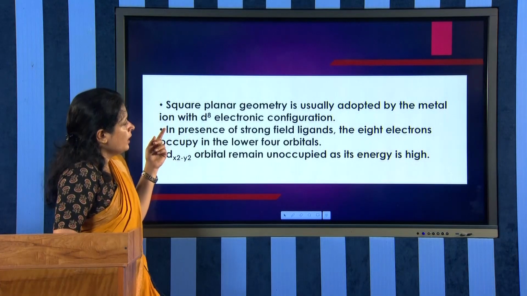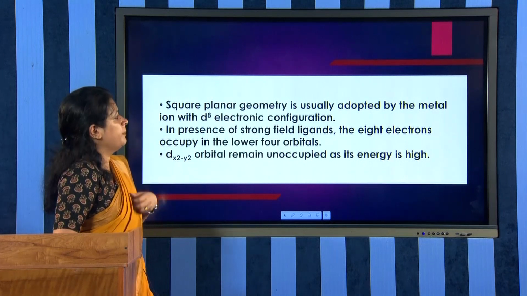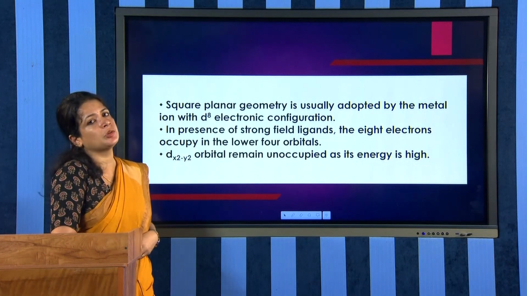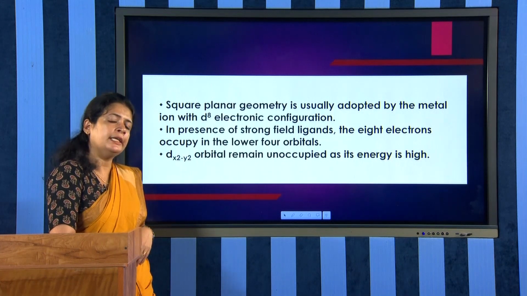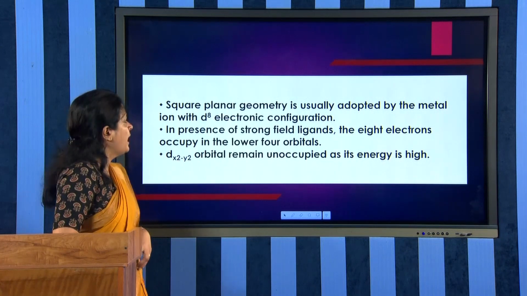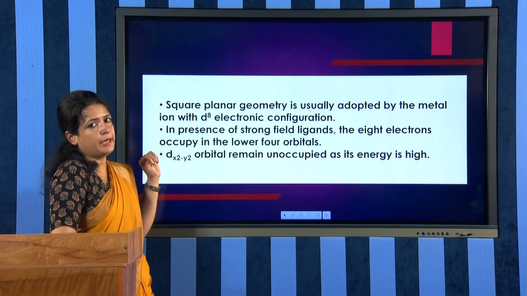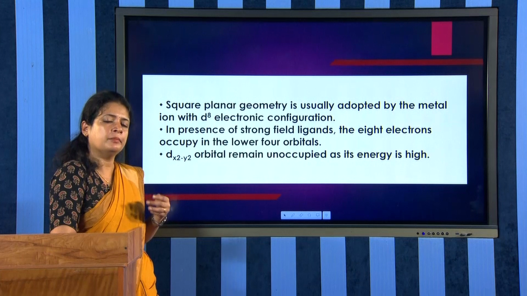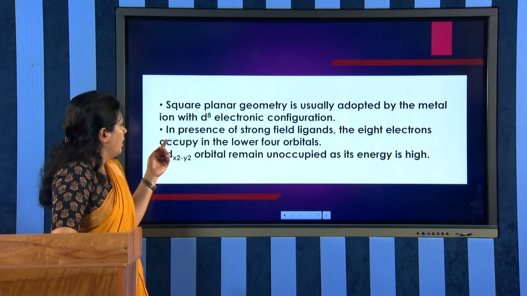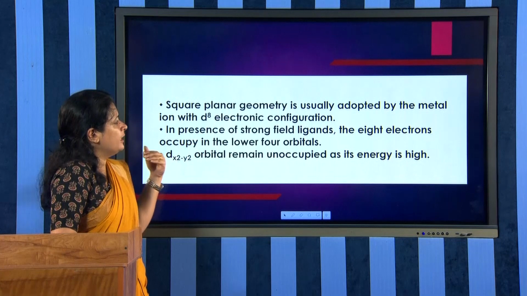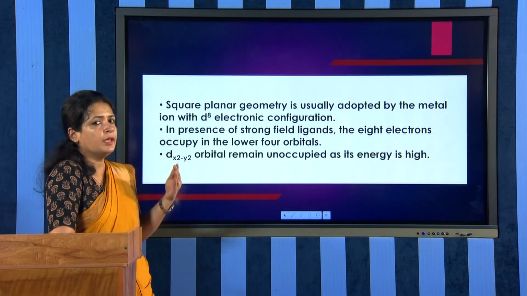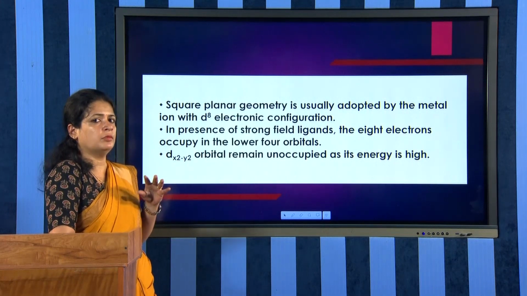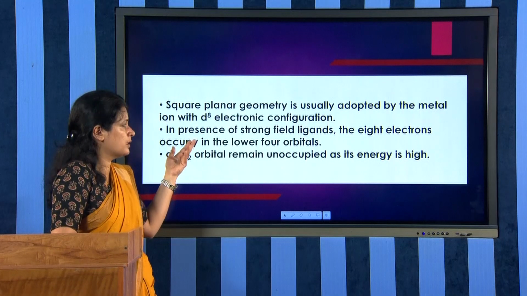And so, when we consider the square planar complexes, they are usually adopted by metal ions with the d8 electronic configuration. Means the metal ion in the d8 situation will have the square planar geometry, for example the nickel system Ni2 plus. Ni2 plus means they have the d8 system. And in the presence of strong field ligands, that is, ligands which have a greater capacity to pair electrons, such ligands are called strong field ligands.